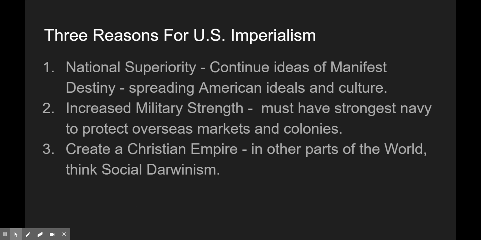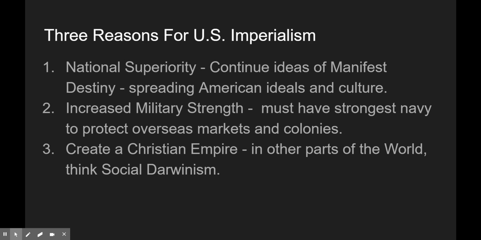So let's tie it all together. Three reasons for U.S. imperialism. This looks like a really great possible short answer question on your test when we eventually finish Unit 4. And look at that, it already has three reasons listed. Remember this question, it will be on your test. For national superiority, we're going to continue the ideas of manifest destiny. We're going to want to spread American ideals and culture. That's definitely one reason why we want to have overseas colonies. And when you see the word imperialism, think overseas colonies.